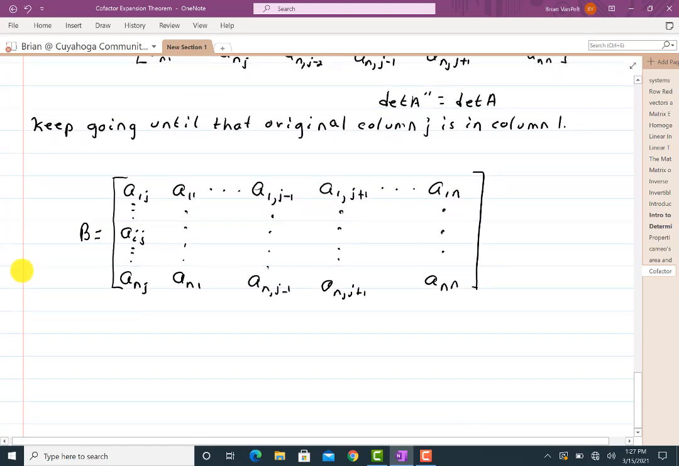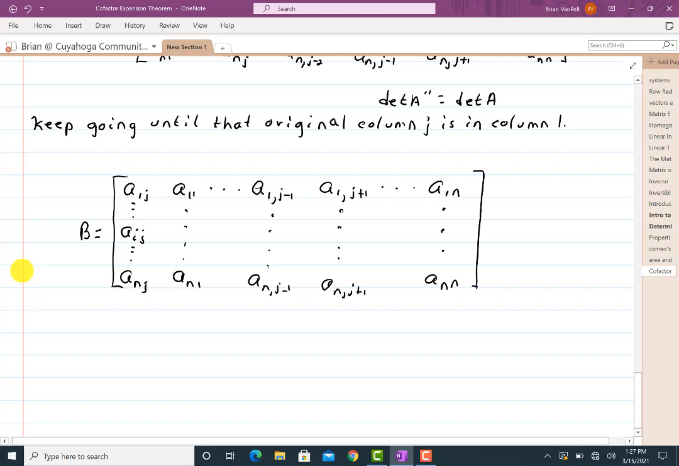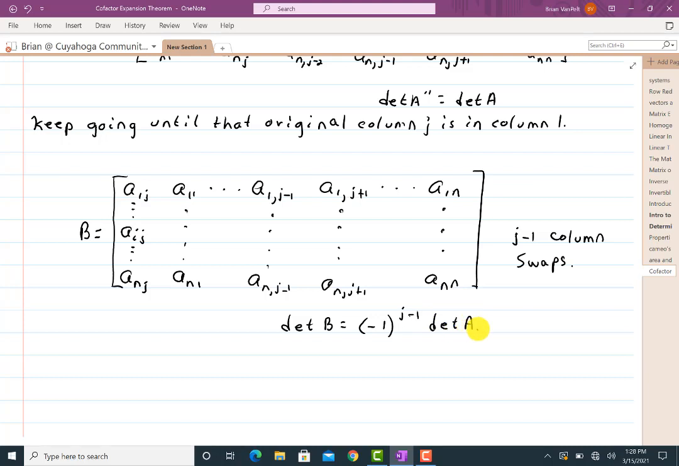Now to get there, it was already in column 1, so we did a total of J minus 1 column swaps. So what we have then is that the determinant of B equals -1 to the J minus 1 times the determinant of A. Now, take a look at the following. BI1 equals AIJ. Let's take a look.